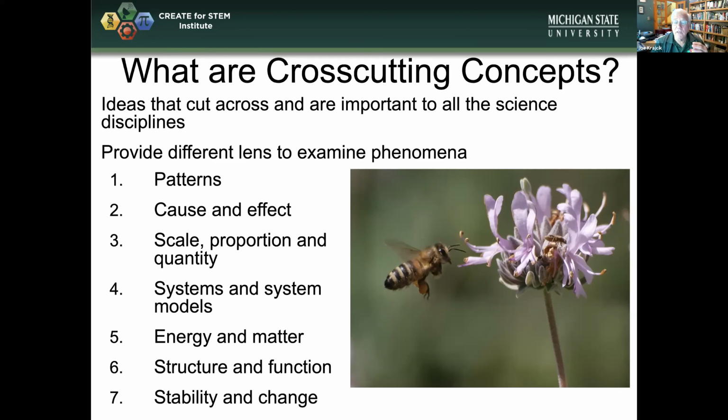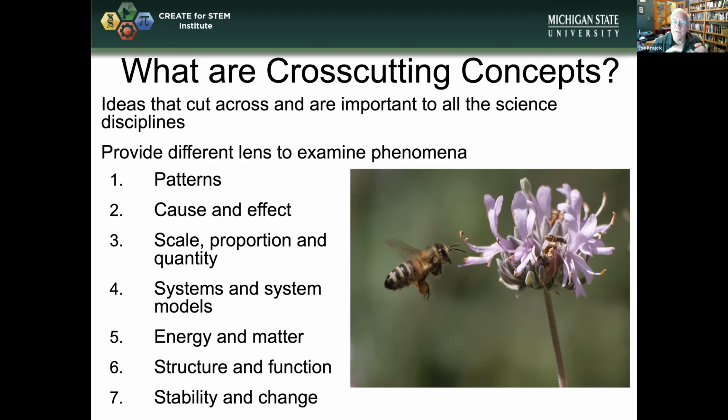So for instance, here I see a very important phenomenon that occurs every year, and these are honeybees gathering pollen from a flower. And the question was, what patterns can I notice? What does this have to do with energy and matter? What structures does the bee have that allow it to gather the pollen? In fact, I never noticed this. I think you can see a little bit of pollen on the part of the bee here at the bottom.